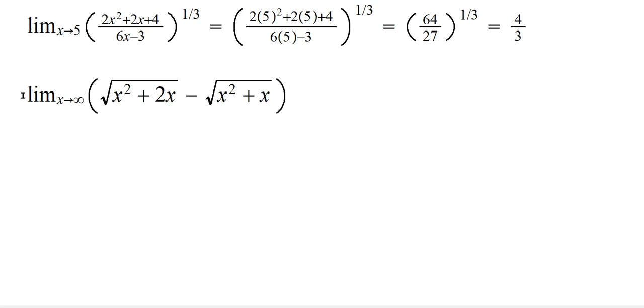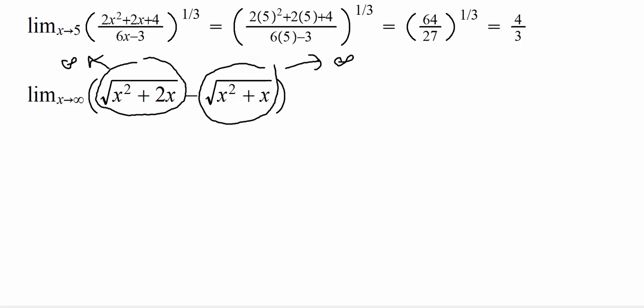Now let's look at this example. Here we have to get the limit as x goes to infinity of the difference between these two quantities. If we looked at this, what you notice is that this part goes to infinity and so does this, right? So it becomes of infinity minus infinity form, right?